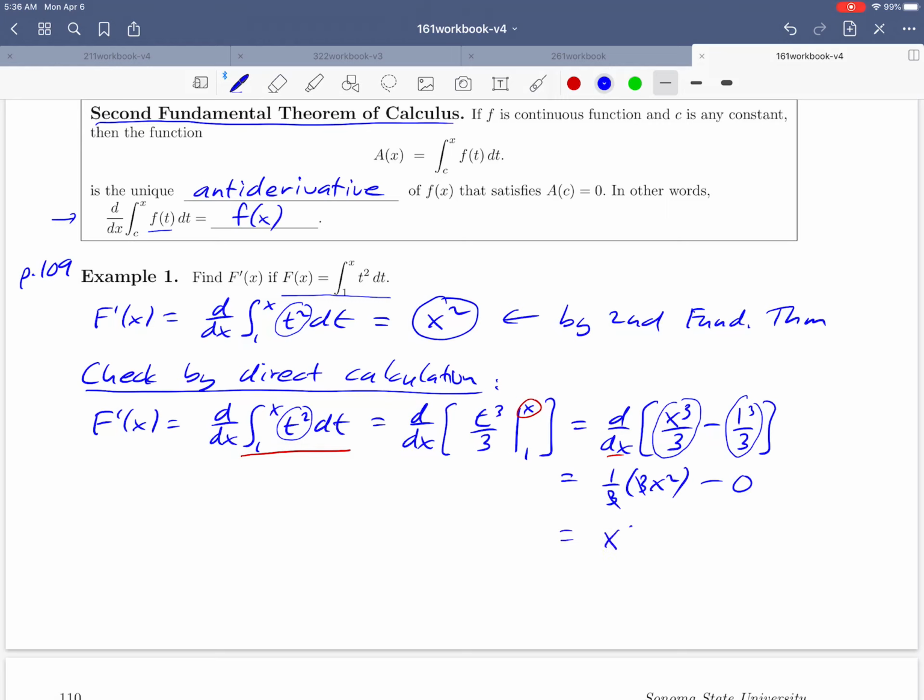Okay, so notice what happens here. The 3's cancel, and we get x squared, and that's exactly the same answer that we got up here. Okay, so just kind of a little confirmation of this theorem for one example.